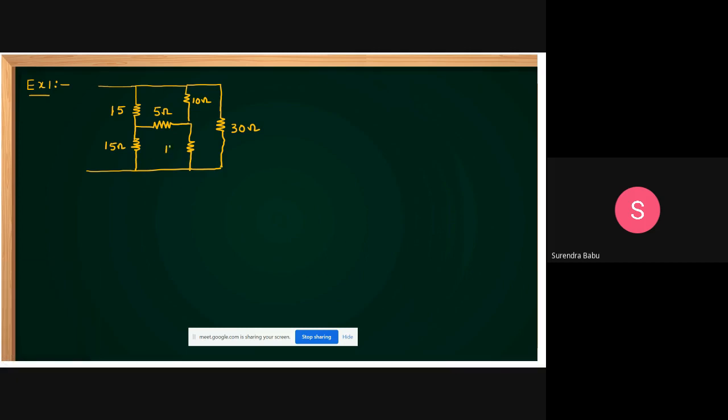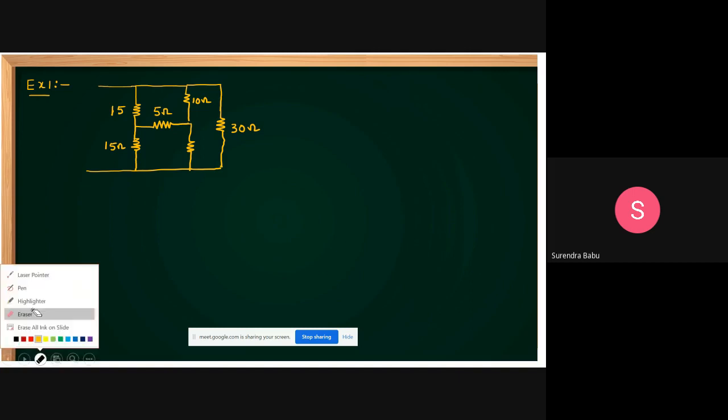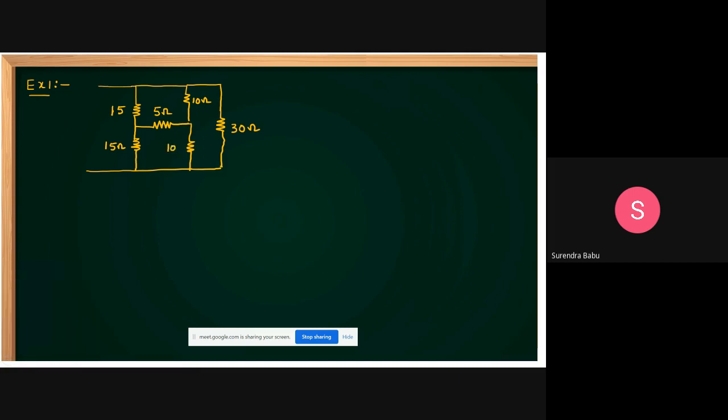Let this also be 15 ohms. Not 15 ohms, so you take this as 10 ohms. I'm changing this one; later on that problem I will cover. Let this be A and this be B. Can you find what is RAB in this circuit?